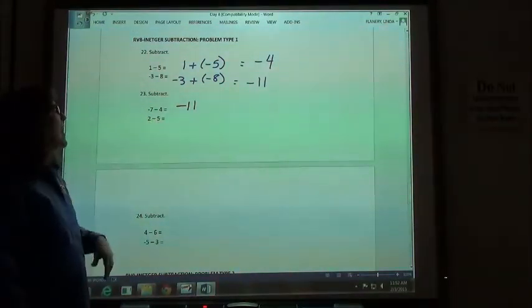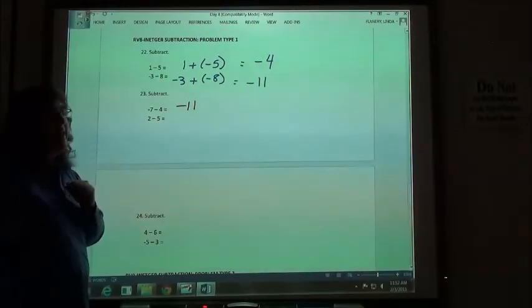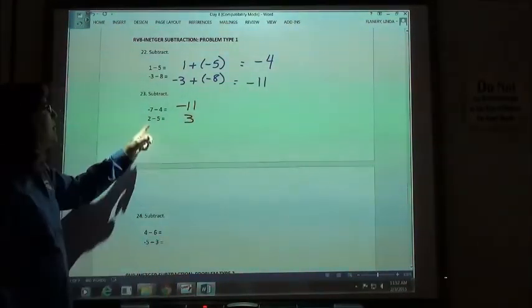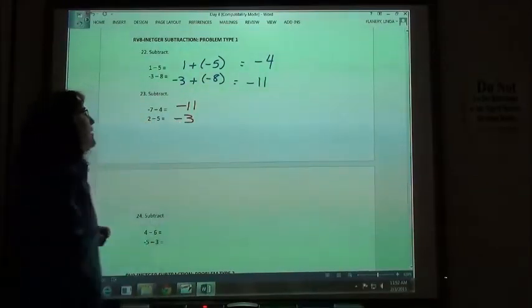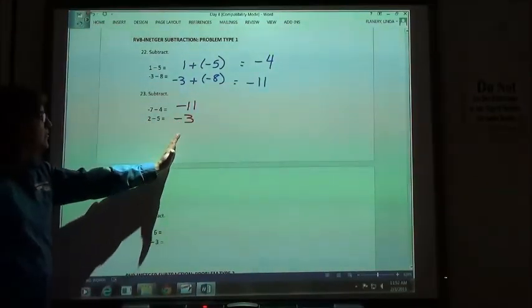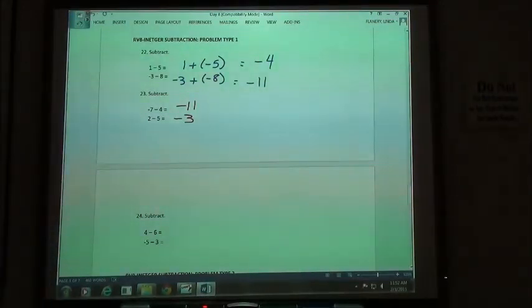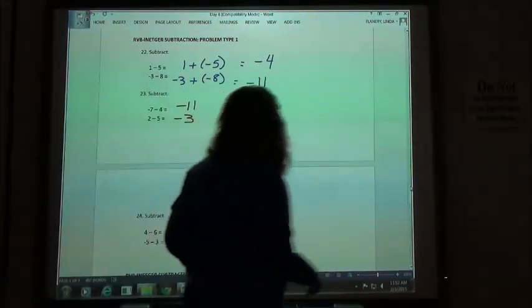2 minus 5. One is positive, one is negative. I subtract. 5 minus 2 is 3. I take the sign in front of the bigger number, so it's going to be negative 3. If I'm at positive 2 and I go back 5 places on my number line, I'm going to end up at a negative 3. Go ahead and do number 24 here while I move the board.